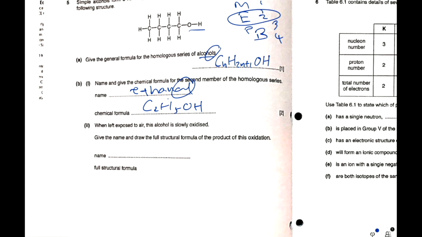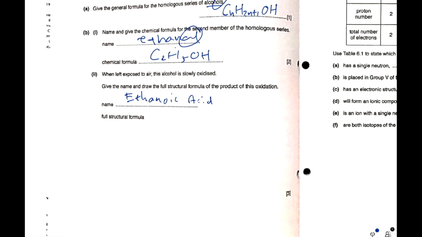Okay, when left exposed to air, this alcohol slowly oxidizes. Give a name and draw the structural formula. Oxidize means add oxygen. So when you add oxygen, it becomes ethanoic acid. So what's the full structural formula? I'm going to draw it. Do you remember all this? You don't remember? It's okay. It won't come out already. Last year it came out.